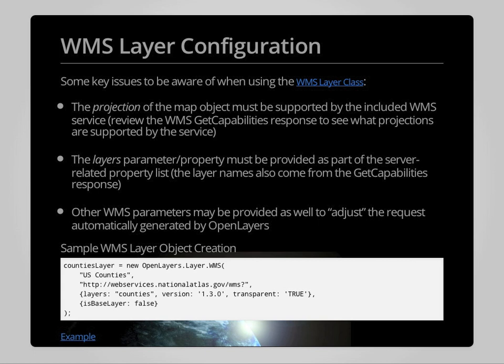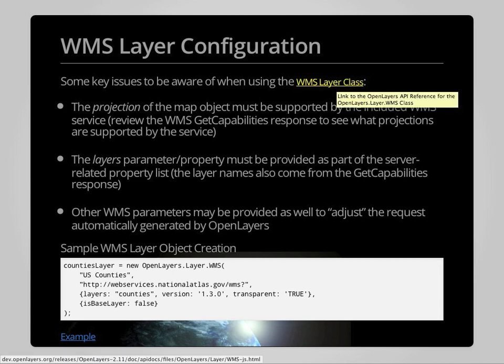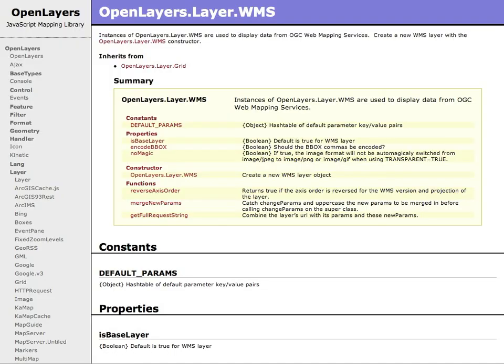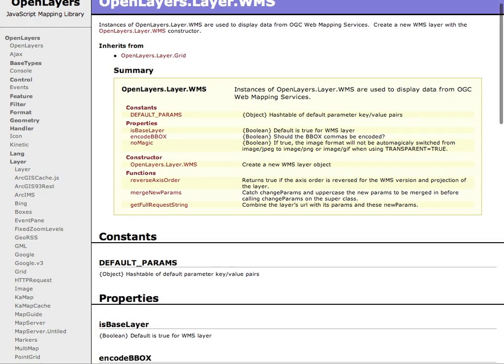Let's now look specifically at the creation of a web map service layer, and how we go through the process of configuring a WMS layer within OpenLayers. So just as with the options that we were looking at for the map object and the layer object, a core reference is the API reference, in this case for the WMS layer class, which we can just click on the link in the slide, and this will bring us to the set of options for the WMS layer.